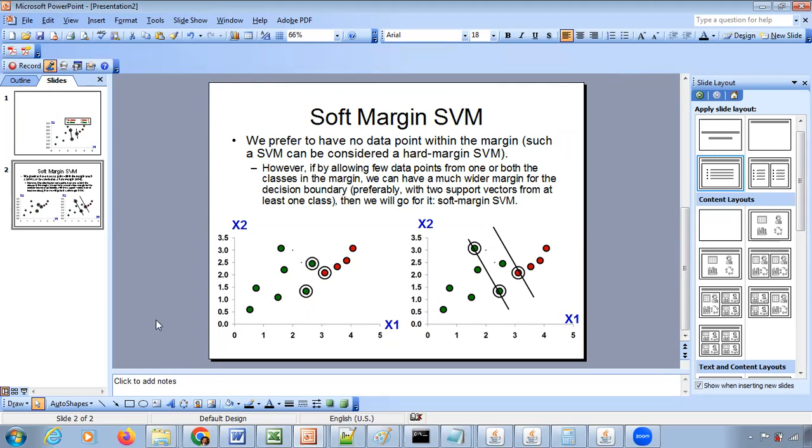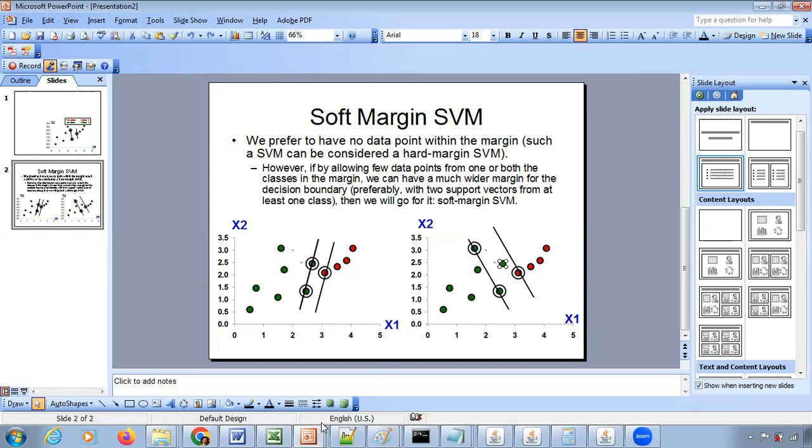So that's the idea over here. We could treat this green data point that's closer to the other class, rather than its own class, as more like an outlier and not a reflection of its own class. So we could allow such outliers to be in the margin.